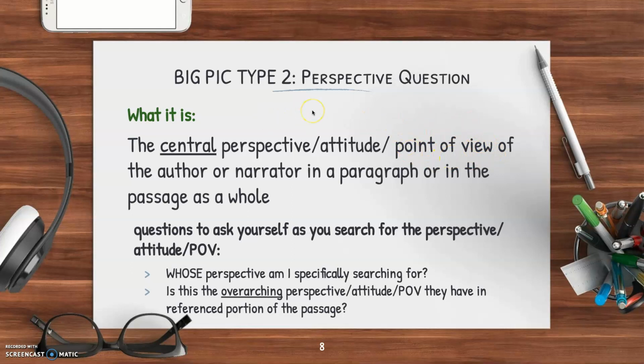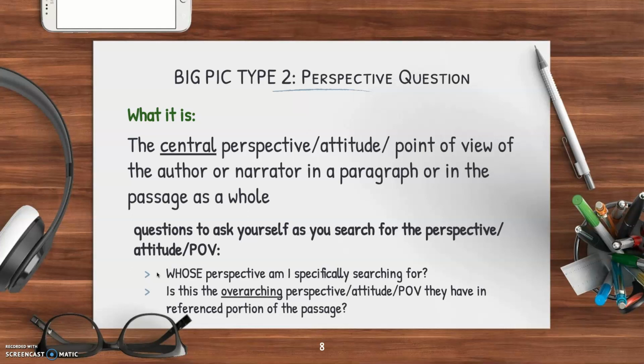These questions are kind of difficult because they require you to synthesize a large amount of information that you've seen over the course of a paragraph or passage to be able to figure out what an overall perspective is. So as we're doing this, there's a couple questions that we can ask ourselves that will help us stay on the right track. The first one is, whose perspective am I specifically searching for?